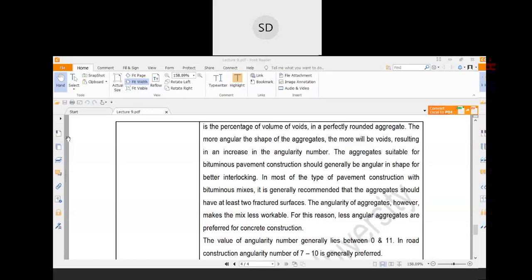So for that reason, for the bituminous concrete pavement, that aggregate must be angular to enable the interlocking properties of the aggregate. So in most types of pavement construction with bituminous mixes, it is generally recommended that aggregate should have at least two fractured surfaces. Two fractured surfaces means suppose some aggregates are there, at least two surfaces of that aggregate should be fractured or broken, so that it becomes an angular aggregate, not a rounded aggregate.